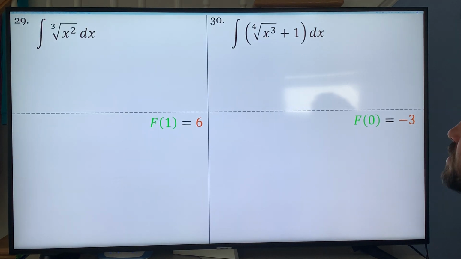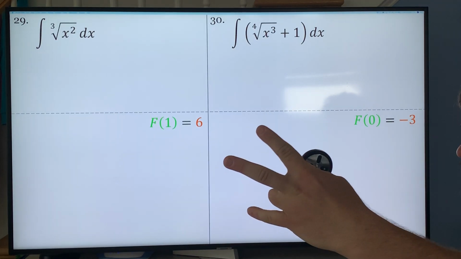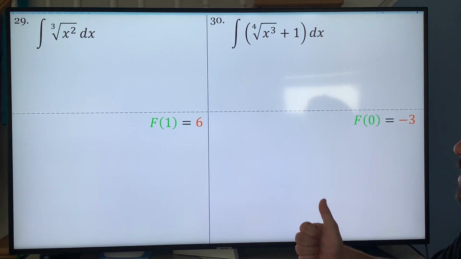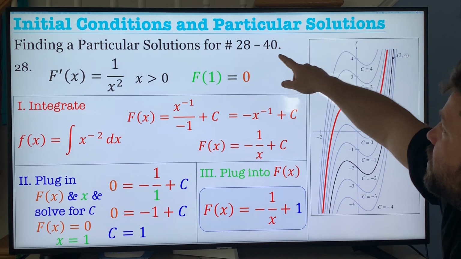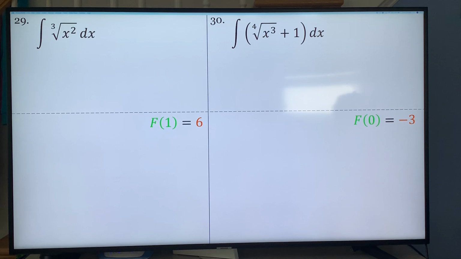Now, everything from here is going to have 2 steps. The first step is to integrate. Because look at this, it says for numbers 28 to 40, so there's a lot of numbers here. Do as many as you can, watch the video to see if you did it right. Do many more, watch the video, and so on until you get it down. So I'll walk you through 29 now.